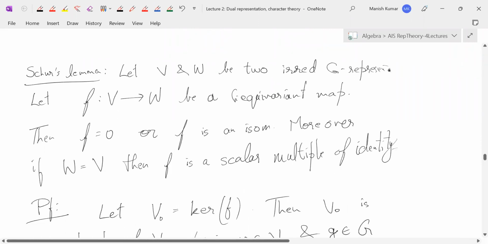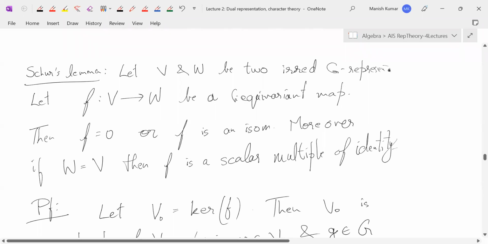Okay, so let's get to the most important theorem of this second lecture, called Schur's lemma. The lemma and the proof are deceptively simple, but the consequences are immense. This is the most important lemma in the first course in representation theory. So what does the lemma say? It says that if V and W are two irreducible G representations, and F is some G-equivariant map from V to W, so it's a map of representations in some sense, then F is either zero or F is an isomorphism. There are no other possibilities.